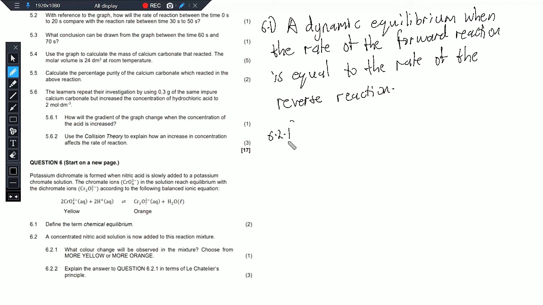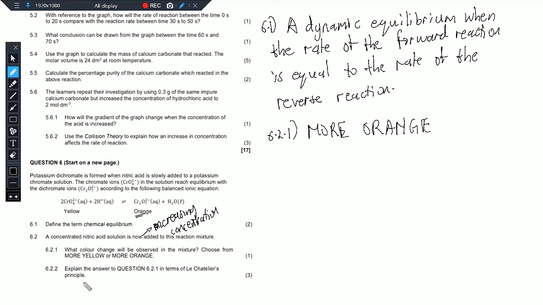Then 6.2.1 says a concentrated nitric acid solution is now added to this reaction mixture, meaning they are increasing the concentration on the reactant side. What color change will be observed in the mixture? Choose from more yellow or more orange. If we increase the concentration on the reactant side, we will be favoring the forward reaction. If the forward reaction is favored, we will have more of the dichromate ions, which will change the color to more orange. So that's more orange.